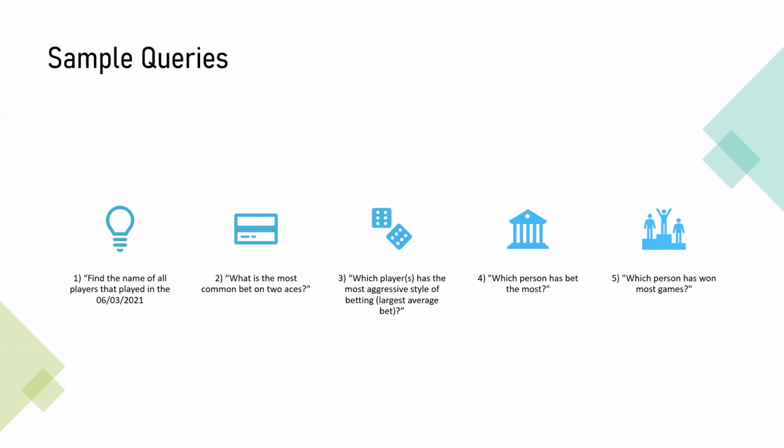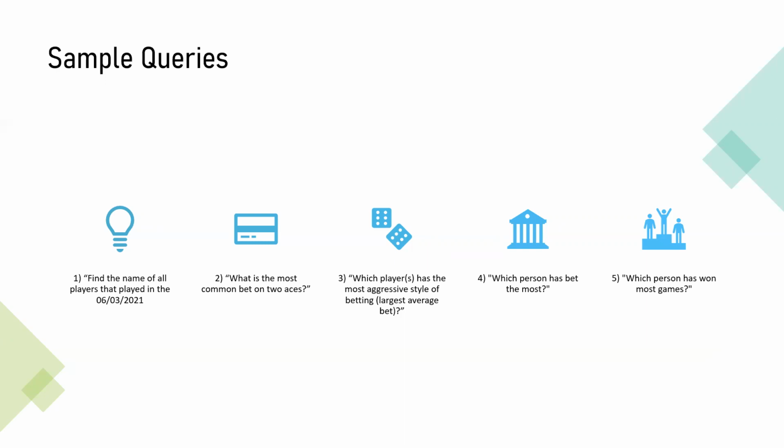The second query is, what is the most common bet on two aces? Ace is one of the types of poker cards, so what is the most common bet that players are placing on two aces is one of the queries. Then the third query is, which player or players have the most aggressive style of betting, the largest average bet. That is, a few players tend to place aggressive bets, that is, large amounts.